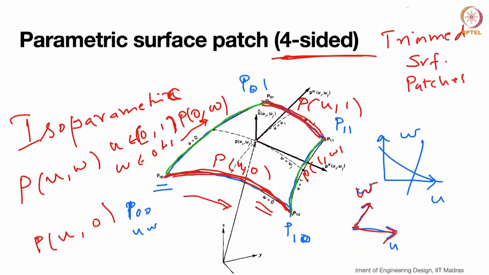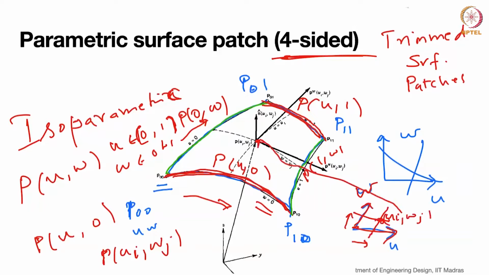So you can see the middle point somewhere here. That is basically P of Ui comma Wj. So some point along the Ui direction and some point along the Wj direction. So this is the Ui comma Wj on the parametric space, and the corresponding mapped point is P of Ui comma Wj. So this is broadly classified as four-sided patches. All the surfaces that we will see are going to be four-sided patches, which means you have four boundary curves.